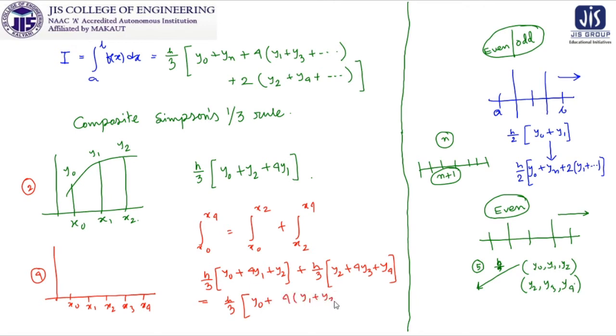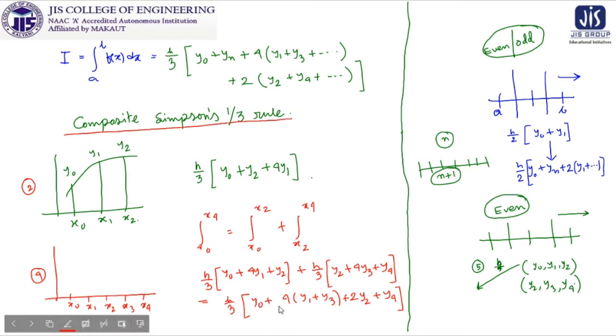plus y3 plus 2 y2 plus y4), and if you compare it with our general formula for composite Simpson's 1/3 rule, we can see that h by 3 (y0 plus yn, that is n is the number of subintervals, plus 4 into odd positional functional values plus 2 into even positional functional values).